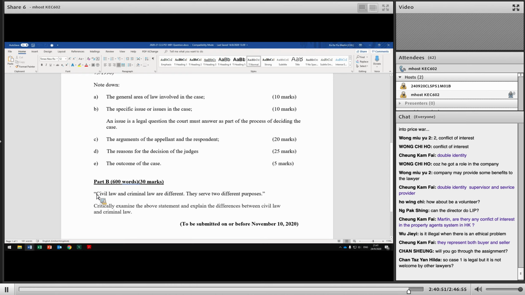Civil law is very different. Civil law is mainly aimed at compensation, compensating the loss of the victim. Right? But of course, you have to refer to articles. Please do some research. If you just type the difference between civil law and criminal law in Google, you can find many articles. So don't worry. Usually they will tell you so many things.